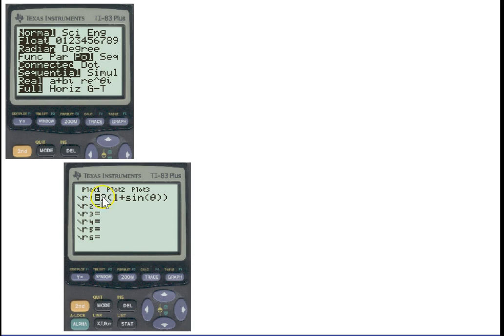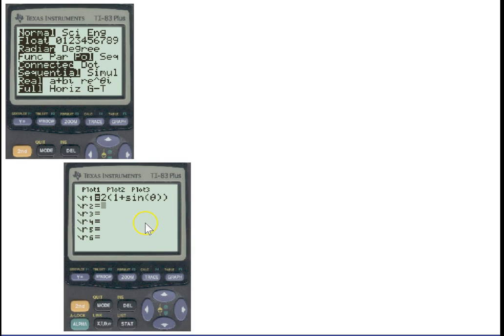For r1, punch in a 2 parentheses 1 plus sine. And of course, once you punch in sine, it's going to open up a parenthesis for you. Punch this little button right here for theta, and theta will pop up instead of X like you normally would. Close off the sine function and then close off the multiplication between the two.